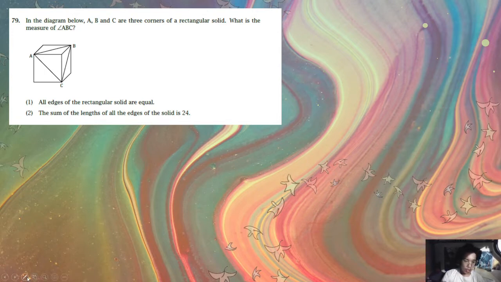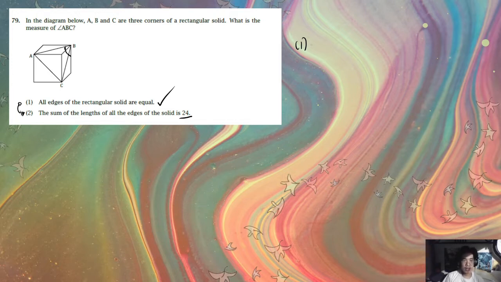We have two givens for this problem. First, all edges of the rectangular solid are equal. And the second, the sum of the lengths of all of the edges of the solid is equal to 24. Both of these evidences will be treated as different versions of the problem. So let's try the first version, with the given being that all edges of the rectangular solid are equal to each other. Now, where is angle ABC in this problem?